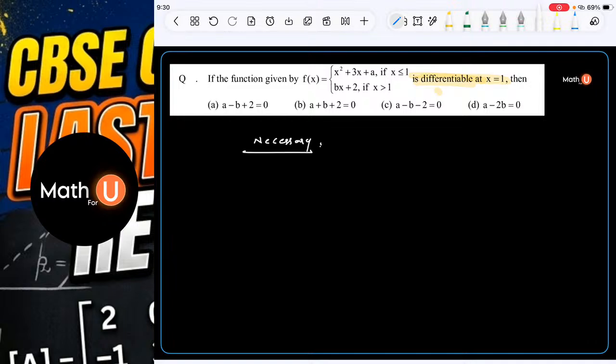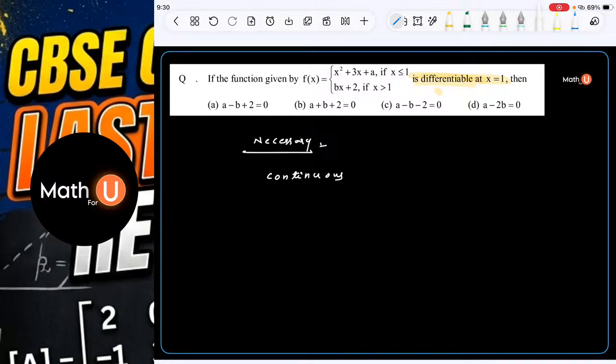Necessary condition, first apply the necessary condition. The necessary condition for differentiability is continuity. The function should be continuous. Only after that will we discuss differentiability.